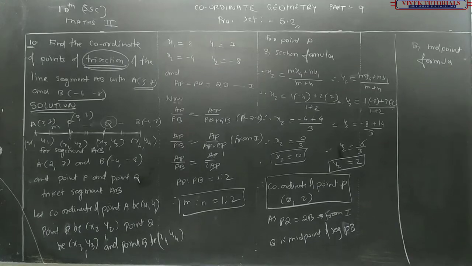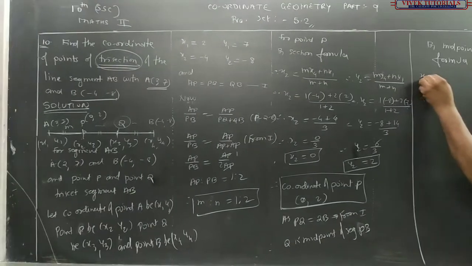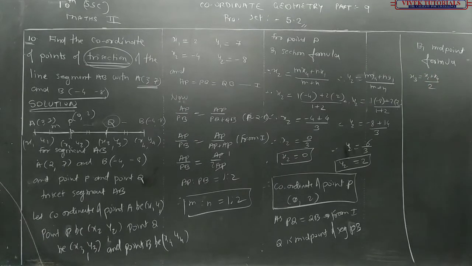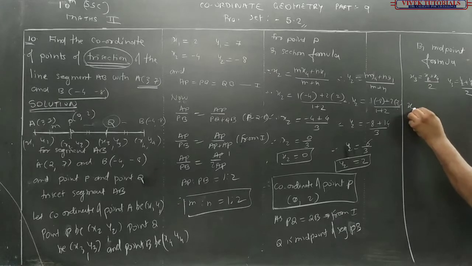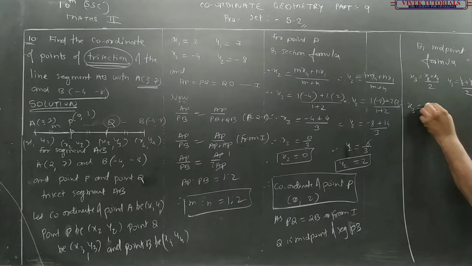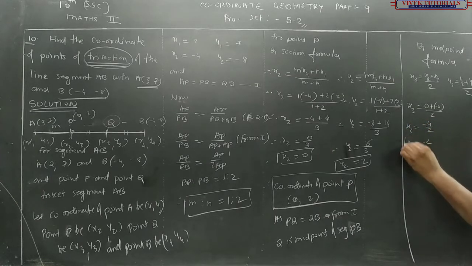By the midpoint formula, I can write x3 is equal to (x2 + x4) upon 2 and y3 is equal to (y2 + y4) upon 2. So x3 is equal to, what is the value of x2 we got now? The value of x2 is 0, x4 is minus 4, so x3 is minus 4 upon 2. x3 is minus 2. Have you understood this?